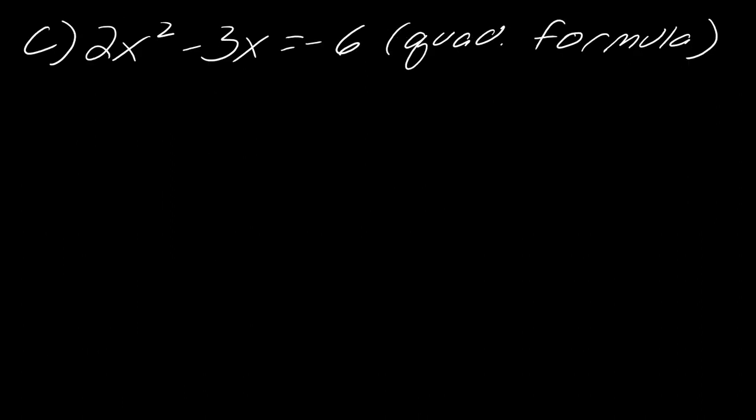Okay, so for this quadratic, I've got 2x squared minus 3x equals -6, and there's a hint here to use the quadratic formula. So to use the quadratic formula, first of all, the thing that you need to do is that everything has to be on the same side.